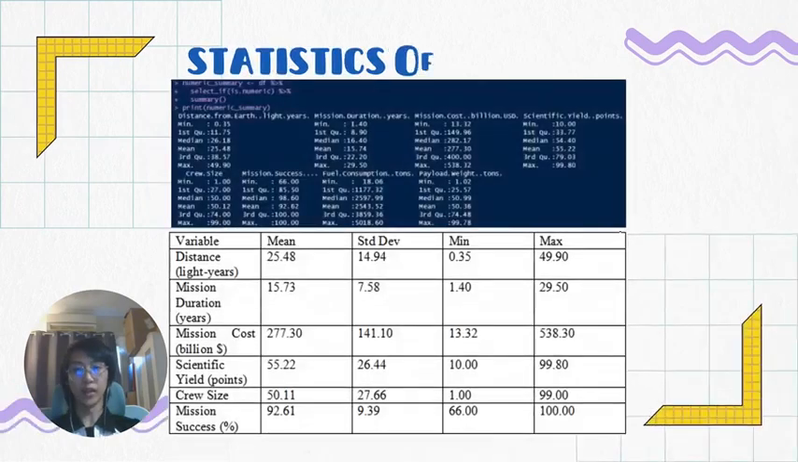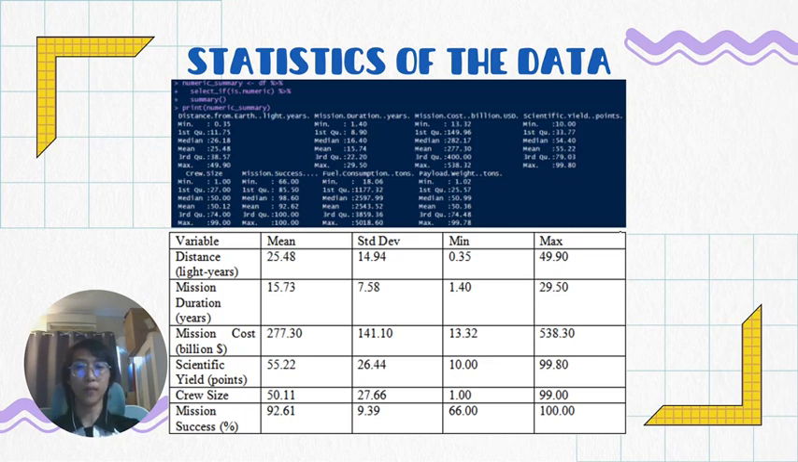So now you are looking at the statistics of the data. Every variable processed here is a numerical variable, so they can have descriptive statistics, for example the mean, standard deviation, min and max. For example, the first row, distance in light years: the mean is 25.48, standard deviation is 14.94, min is 0.35, while the max is 49.90. It goes until the bottom for the other variables, so you can just look at it.